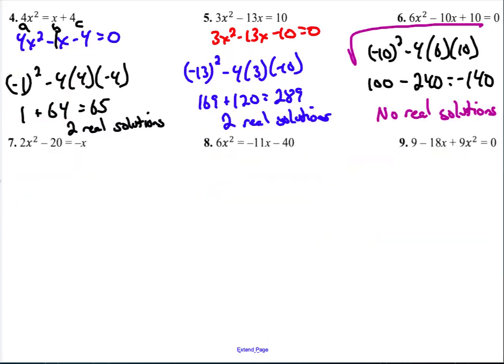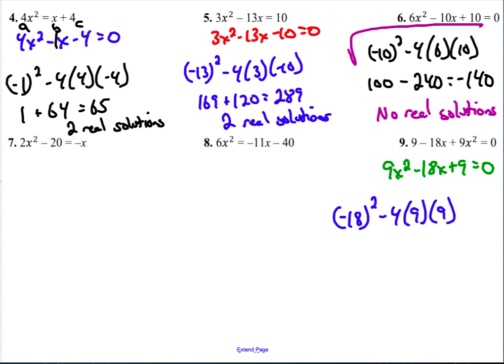And then by then I think you'll have a pretty good taste for it. So again, it's got to be written in standard form. So I need to rearrange my pieces. 9x squared minus 18x plus 9 is equal to 0. So negative 18 squared, b squared, minus 4 times a times c.